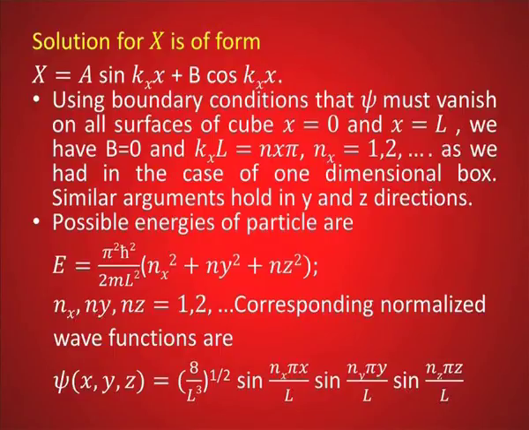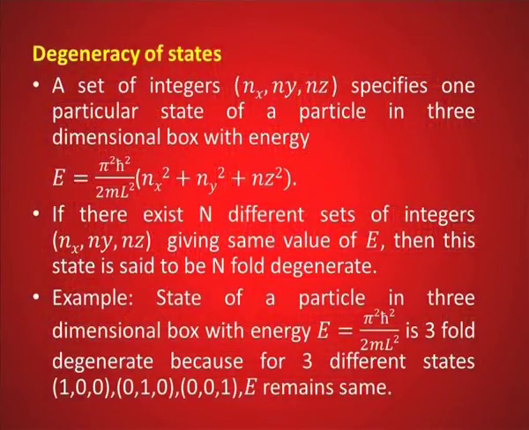And here are the corresponding wave functions. They are similar to the wave functions in the 1-dimensional box, and the difference between the 1-dimensional box and the 3-dimensional box is the degeneracy of the states. A set of integers nx, ny, nz specifies one particular state of a particle in 3-dimensional box with energy E is equal to pi square h bar square upon 2 m L square times nx square plus ny square plus nz square. If there exist n different sets of integers nx, ny, nz giving the same value of E, then this state is said to be n-fold degenerate.